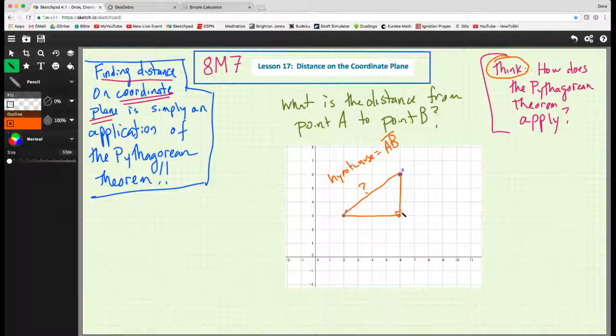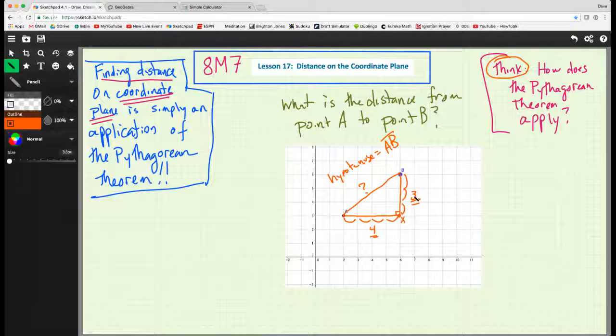Well, from point A, we're going to call this point X. From point X to B is how many? It's easy to count: 1, 2, 3. And how far is it from point A to X? Well, that's 1, 2, 3, 4.